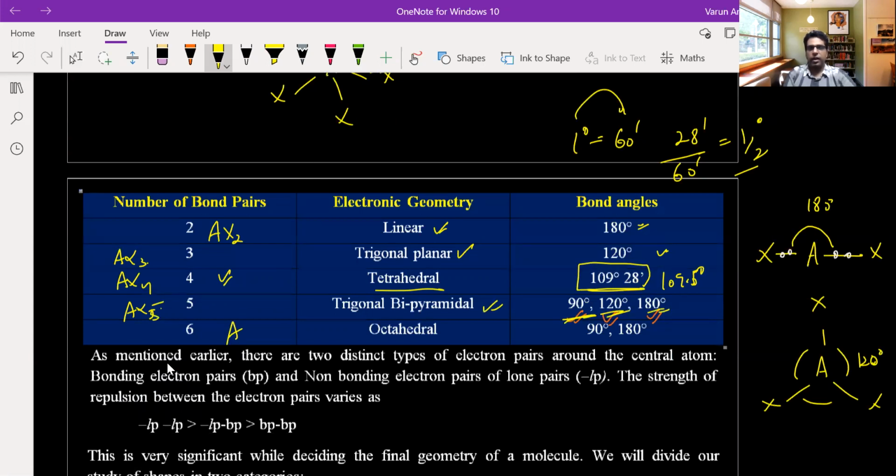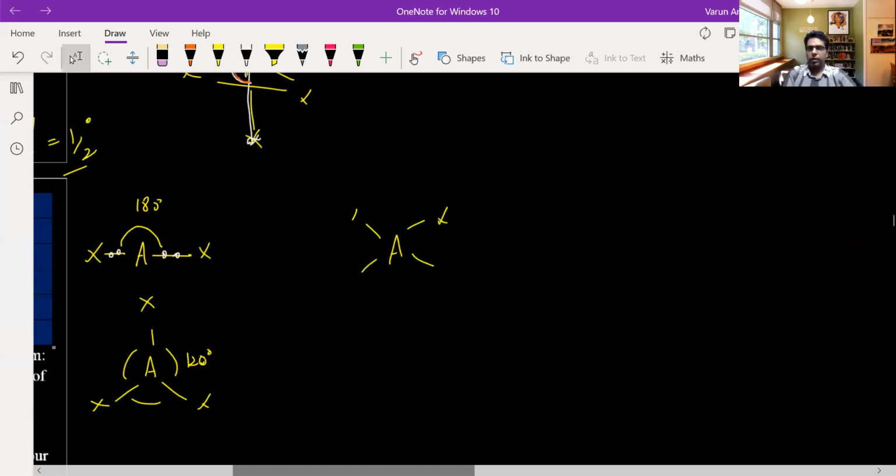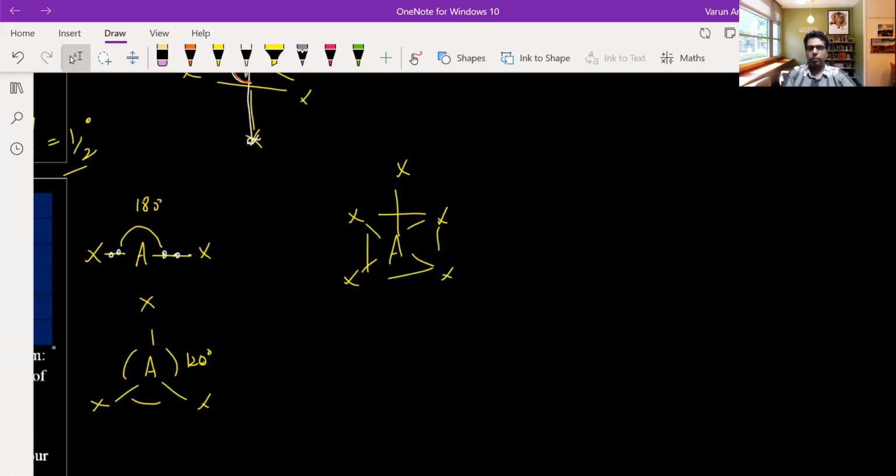And the last one is AX6 type of molecule. So AX6 type of molecule, the shape will be octahedral and the bond angles are 90 and 180. So AX6 type of molecule also we have discussed. So what is AX6 octahedral? 4 at the corners of a regular square, one at the top, one at the bottom. So this is perpendicular to this, so this angle will be 90. Similarly, all the angles will be 90.